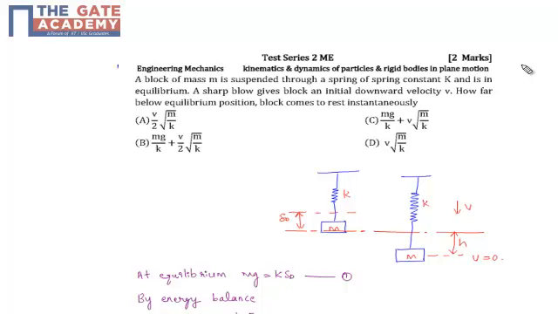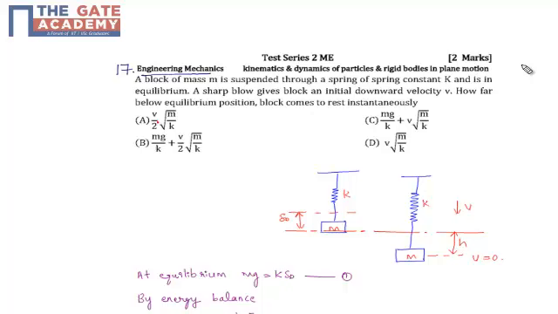Hello students, question number 17 is from test series 2, subject engineering mechanics and topic kinematics and dynamics of particles and rigid bodies in plane motion. The question says that a block of mass m is suspended through a spring of spring constant k and is in equilibrium. A sharp blow gives block an initial downward velocity v. How far below equilibrium position block comes to rest instantaneously?